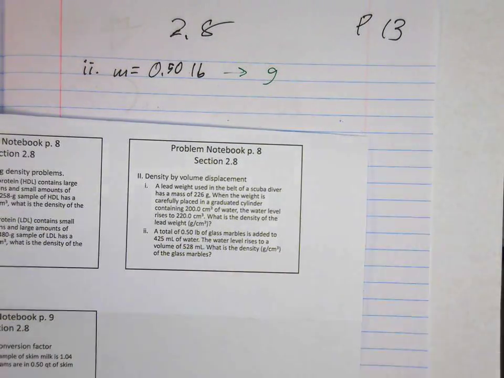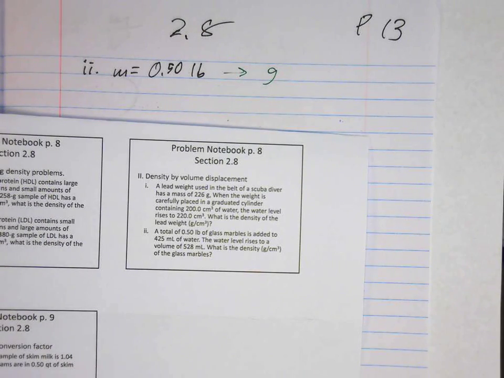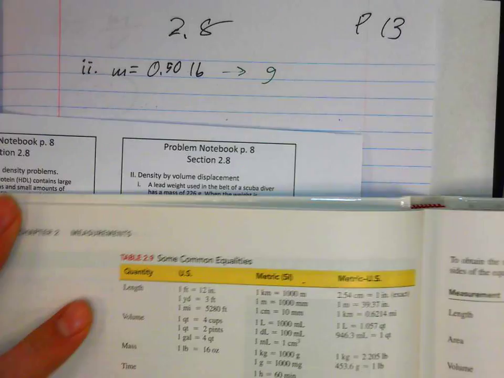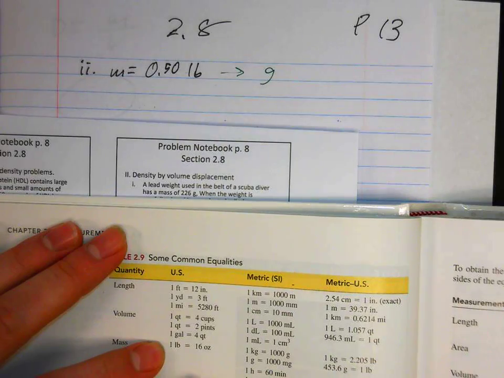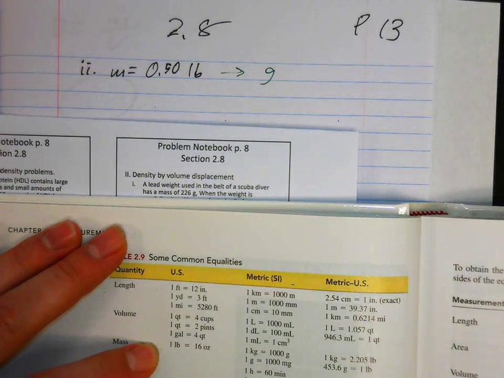So we'll be using our table from the textbook, chapter 2. Find that table here. All right, here's that table. And so we need a link between pounds and grams. So we have pounds right over here.